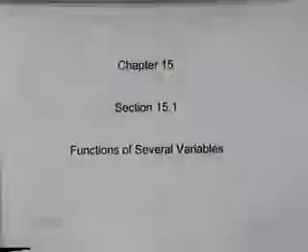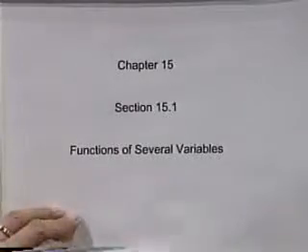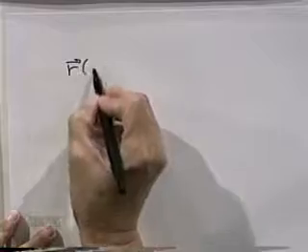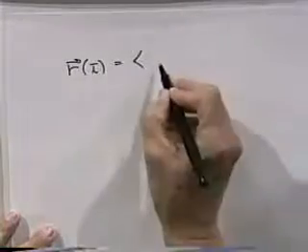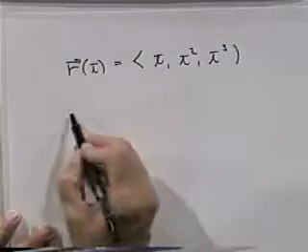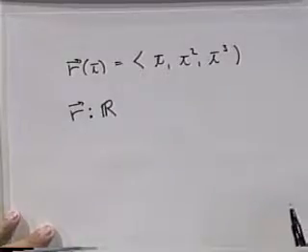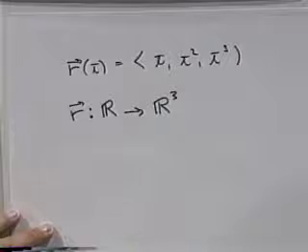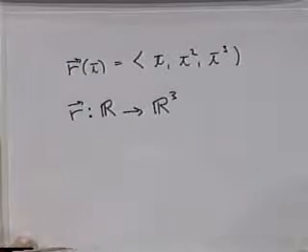Why, hello. Today we're going to start Chapter 15, in particular Section 15.1, which deals with functions of several variables. Now, in our previous chapter, we dealt with what was called a vector-valued function. And we had a function like r of t that was equal to maybe t squared, t cubed. What this function r did is it mapped something in the real numbers into something in three-dimensional space. That was called a vector-valued function.